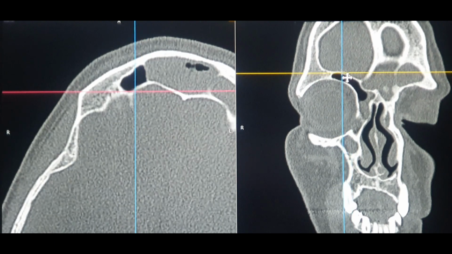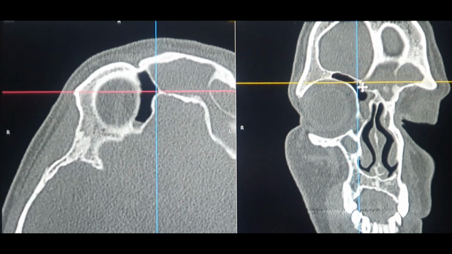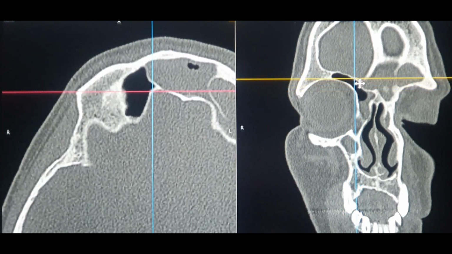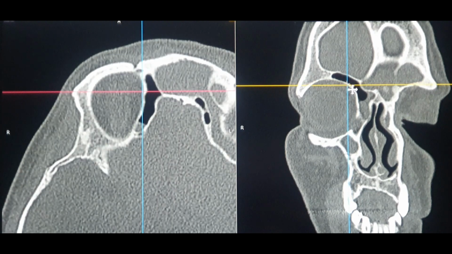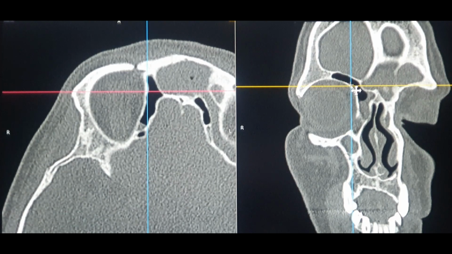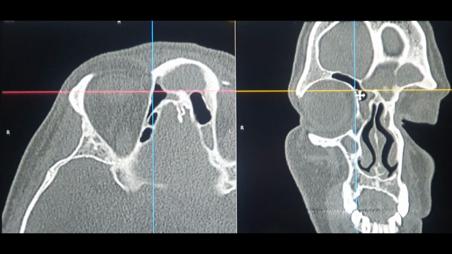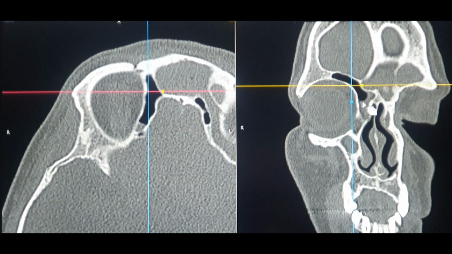Right there. Whatever you can actually see on the axial scan is showing the roof of the frontal sinus, and that's the floor of the area of the frontal sinus. That's the roof of the orbit actually. So this is how you can correlate the axial and the coronal at the same time. This is really important.